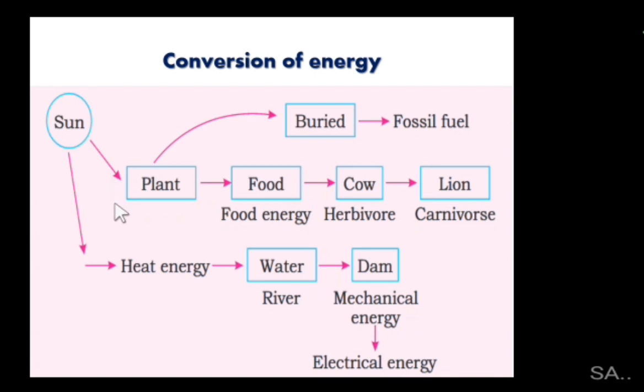Now let's see the non-living component of the ecosystem. Heat energy is taken up by the water of the river, for instance, and this water flows, so this acts as kinetic energy, and then it goes to the dam and falls on the turbine. So from mechanical energy, it converts into electrical energy. And this electrical energy is utilized by so many appliances in your home, at your schools, in the hospitals. So this is how the energy is turning into different sorts of other energy.